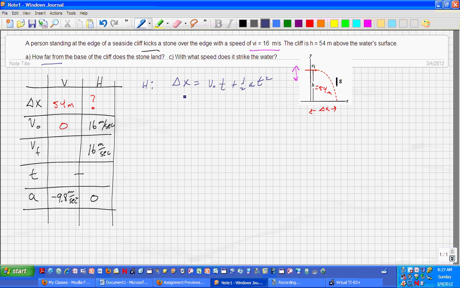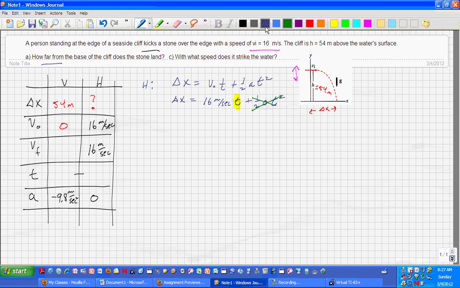In the horizontal direction, we're looking for change in position. V0 is 16 meters per second. We don't know time. 1/2 times the acceleration, which is 0, times the time squared, which we don't know. That all goes away because 0 times anything is 0. What we find is that we're still missing time, so we're going to try to go over into the vertical direction and see if we can find time.